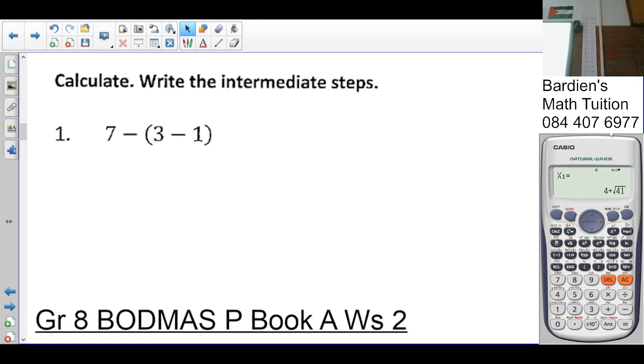So in the sum here, in number 1, we have brackets and we have subtraction. So what needs to be done first? The brackets. So it's 7 minus 3 minus 1 is 2. What's 7 minus 2? 5.